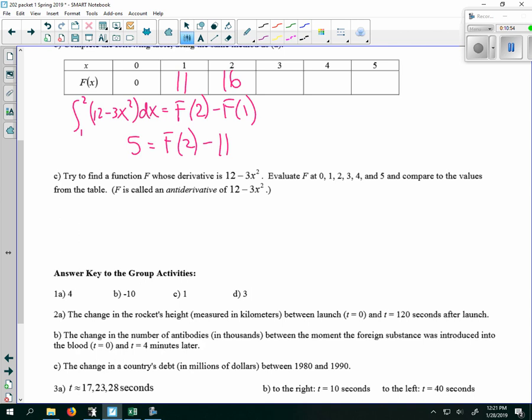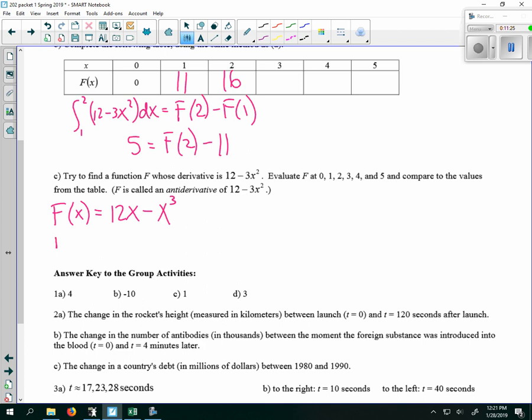Try to find a function f whose derivative is 12 minus 3x squared and evaluate at 0, 1, 2, 3, 4, and 5. Check that our table above is correct. Okay, so a function f whose derivative is 12 minus 3x squared could be 12x, because the derivative of 12x is 12, and the derivative of x cubed is 3x squared. So f of x is 12x minus x cubed.